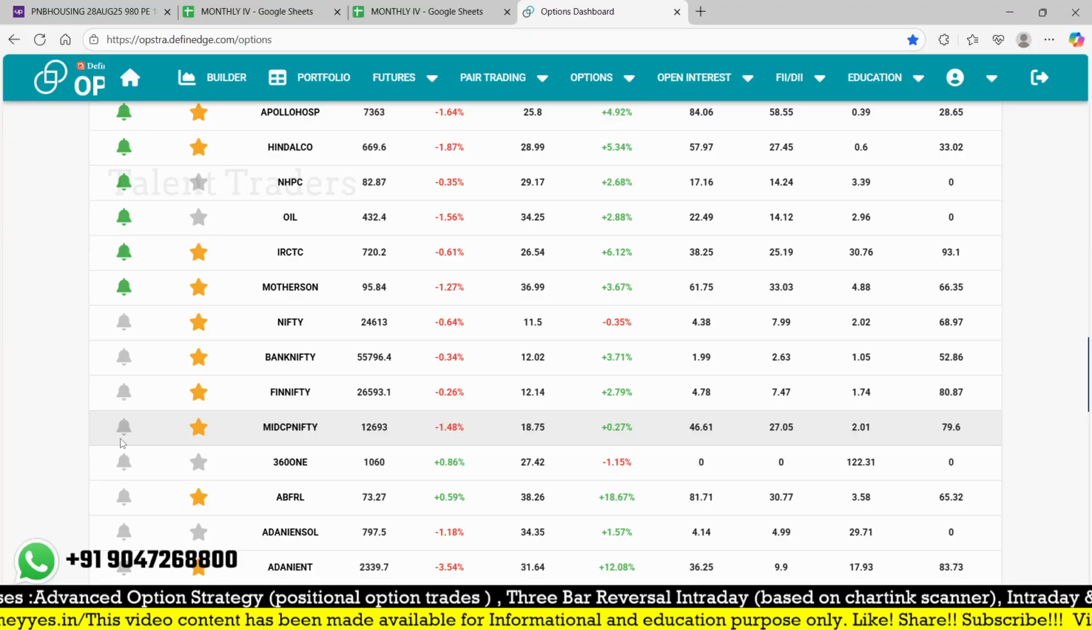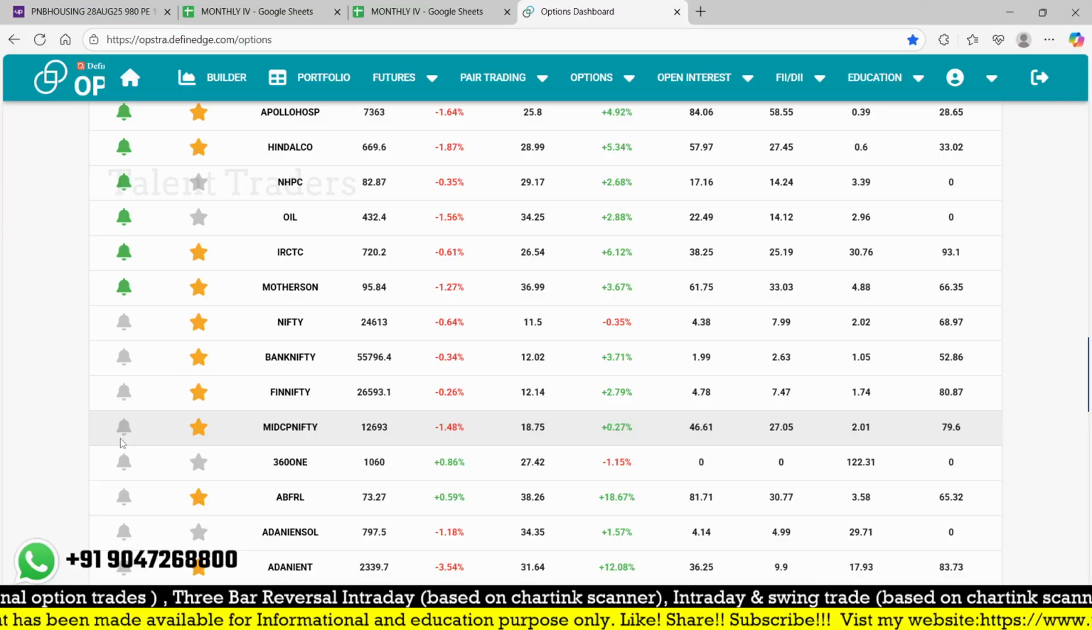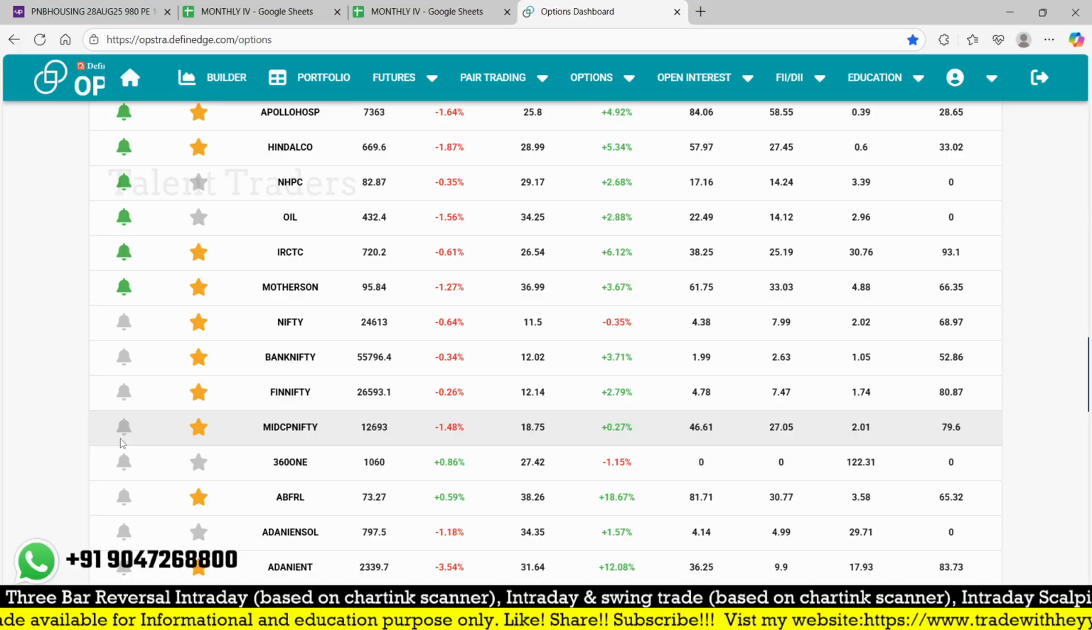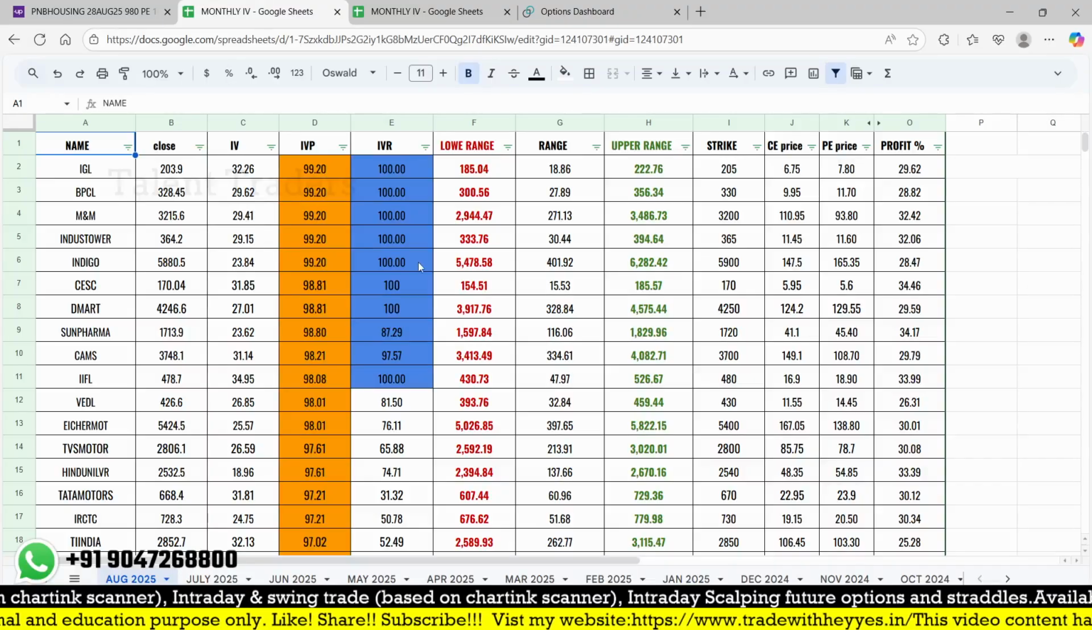We combine that and find it with the IV and IVP calculations. That is the reason so many stocks have much more IV and IVP.